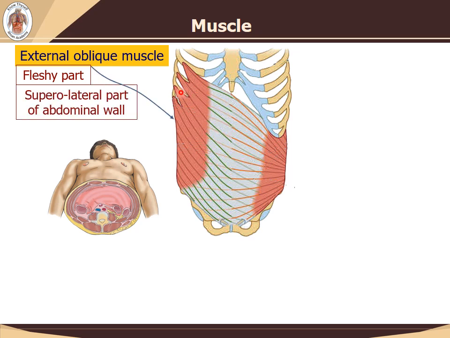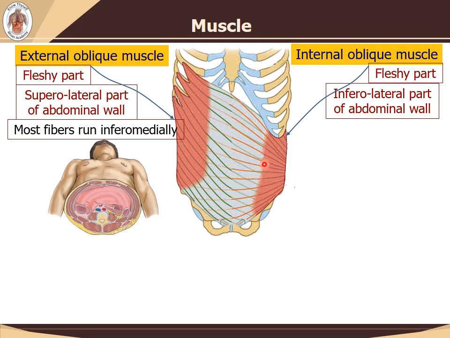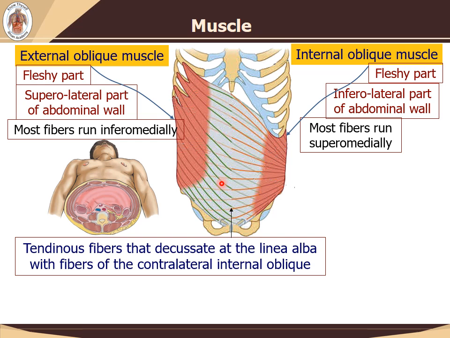The external oblique muscle, the fleshy part lies superolaterally. It occupies the superolateral part of the abdominal wall. The fibers run medially and inferiorly, so fibers are directed inferomedially mostly. On the other hand, the internal oblique muscle occupies a relatively lower position. The flesh remains in the inferior part, and the fibers of the muscle mostly run superomedially.